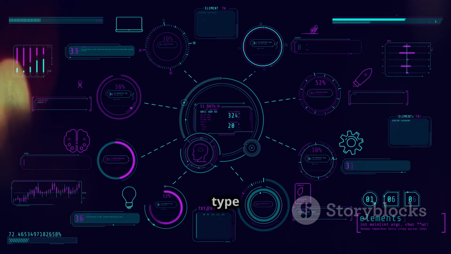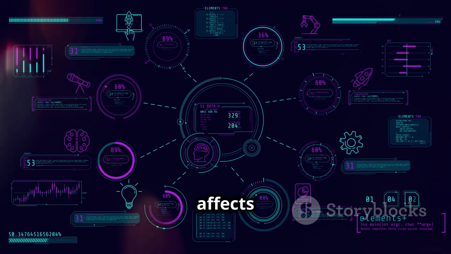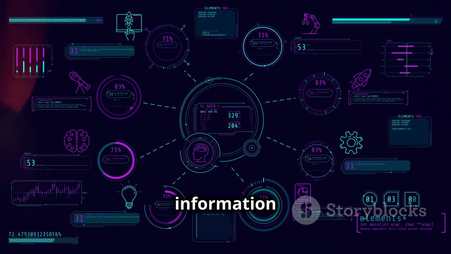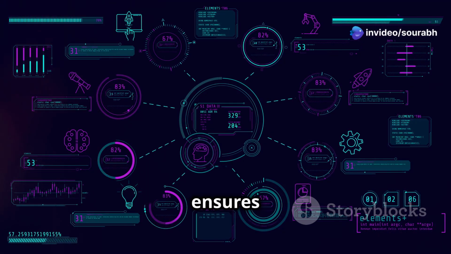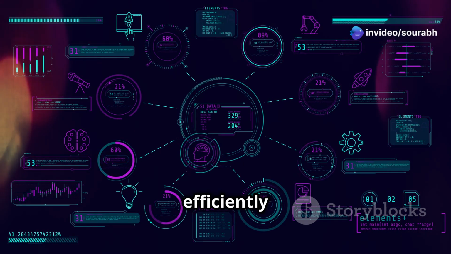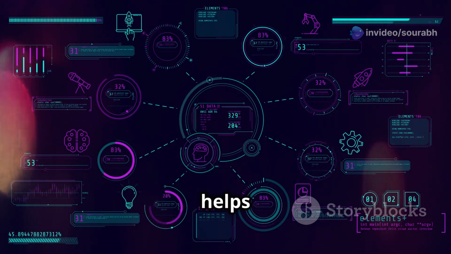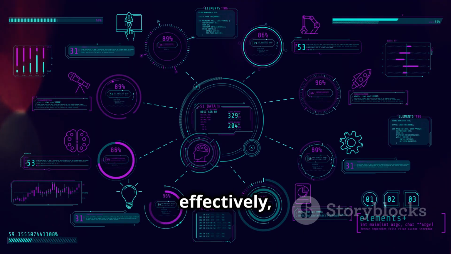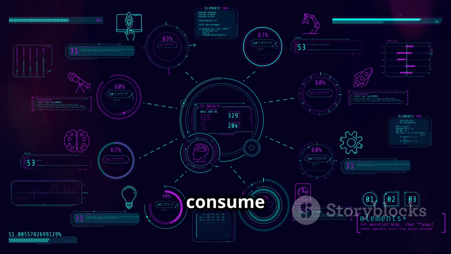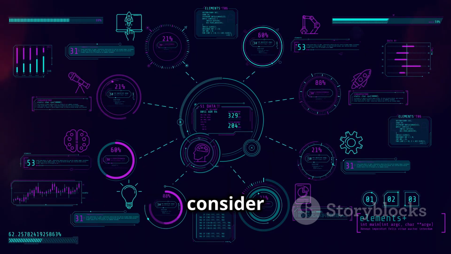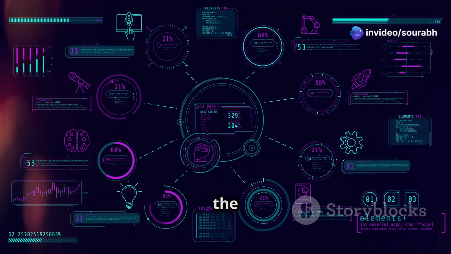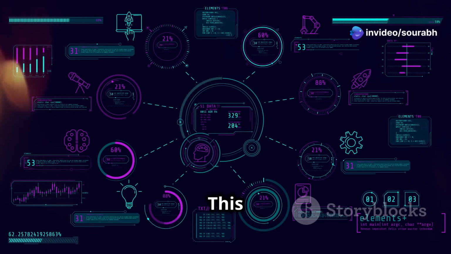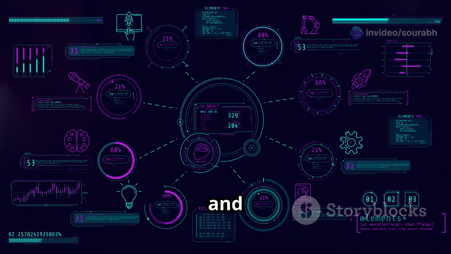Choosing the right data type is important because it affects how our program uses the information stored in the variable. Using the correct data type ensures that your program runs efficiently and correctly. It also helps in managing memory usage effectively, as different data types consume different amounts of memory. So always consider what kind of data you need to store and choose the appropriate data type accordingly. This will make your code more robust and easier to maintain.